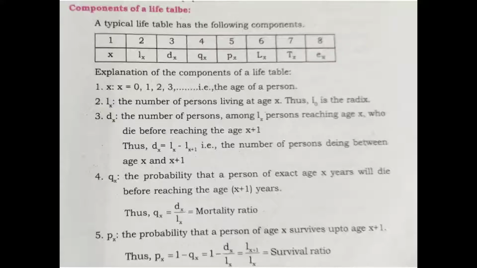Next is qx. qx, the probability that a person of exact age x years will die before reaching the age x plus 1.